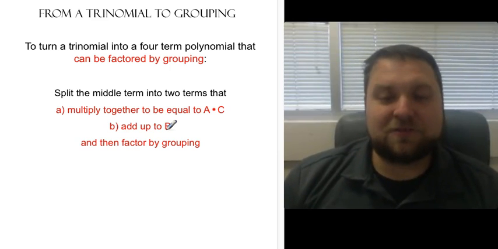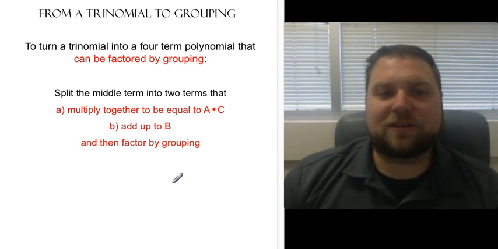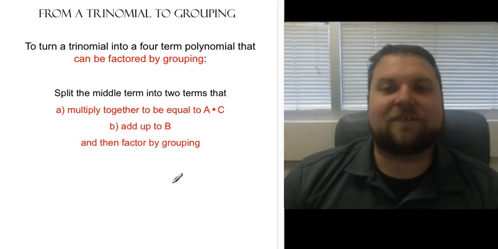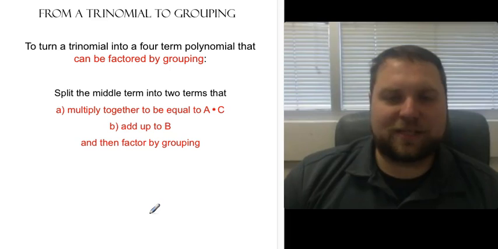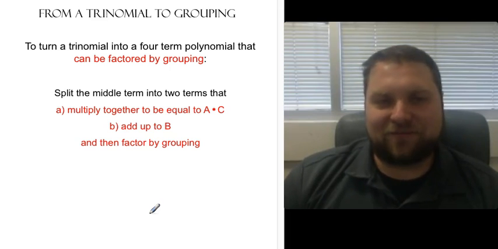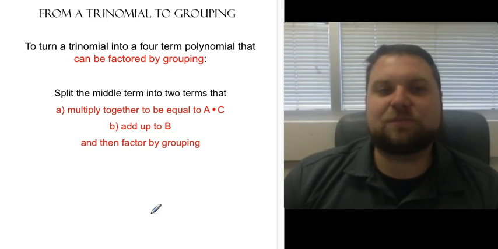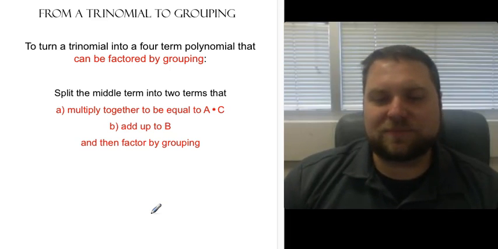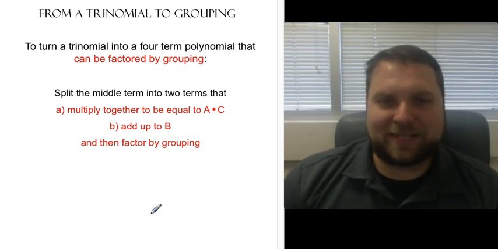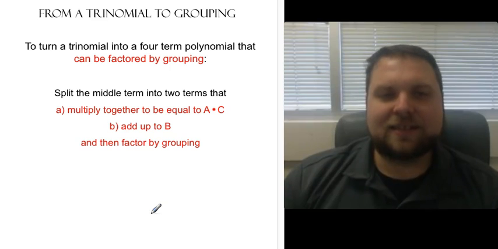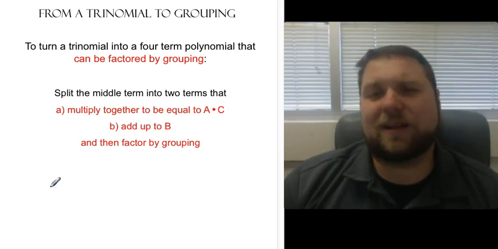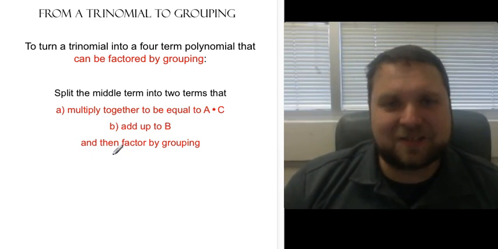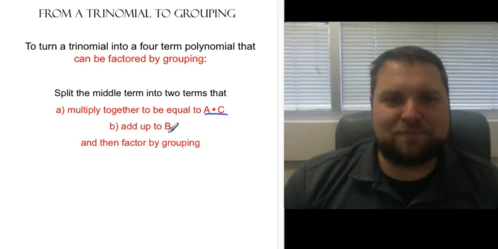Now before you get too excited, those 2 parts that I split it into have to be very specific. So in order to turn a trinomial into a 4-term polynomial that I can factor by grouping, I have to split the middle term into 2 terms that will multiply together to be equal to a times c and add up to b. Then I can factor by grouping. And I can hear you ask, or I hope you're asking because it means you're paying attention, oh, what the heck are a, c, and b?